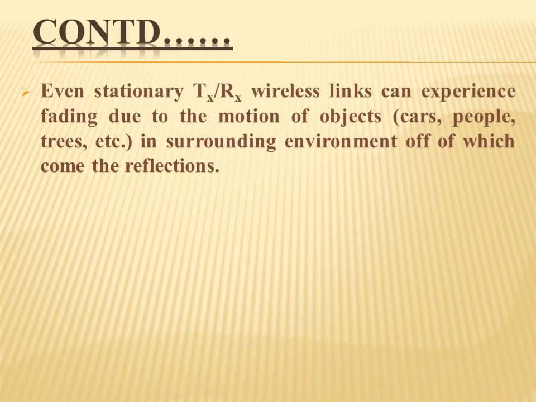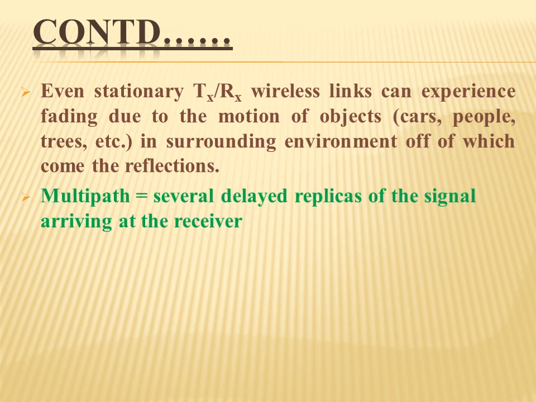Here, every stationary transmitter or receiver wireless link can experience fading due to motion of objects such as cars, people, trees, buildings, etc. in the surrounding environment, which cause reflection. There are certain objects present in the environment due to which multipath is created. Multipath is several delayed replicas of the signal arriving at the receiver. Multipath is the signals which are received at the receiver at different time delays.